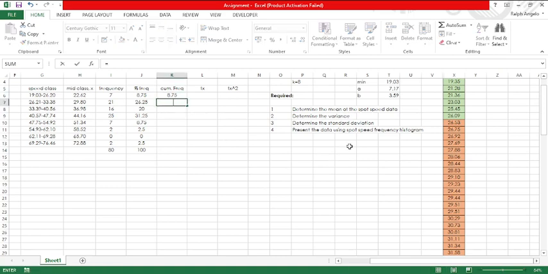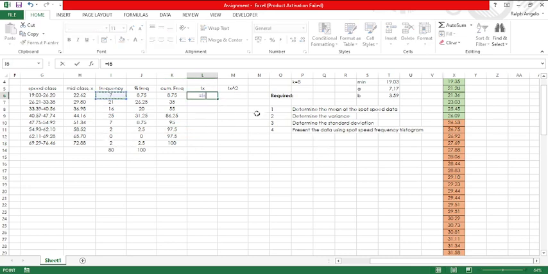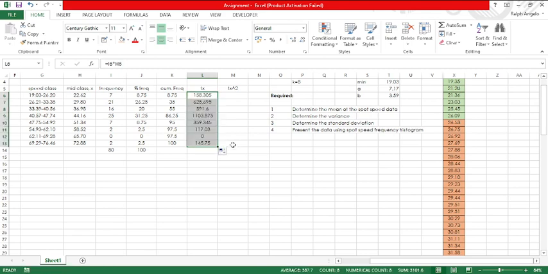Sorry, equals the sum of this one plus this, then you drag that one, then you'll have it. Suppose you have 100 now for our last cell, then our computations for the cumulative frequency are correct. For the f times x, we have to multiply the frequency in here with the mid class in here. So that's the value. There we have it.